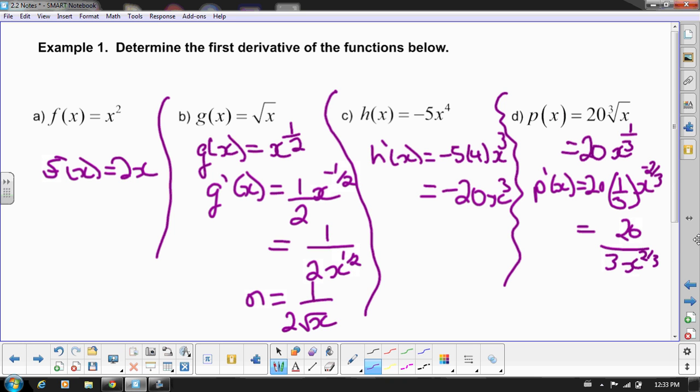Now, how would we use this? We would actually get a value for x, substitute it in, and that would be the slope of the tangent at any particular value that we're looking for.